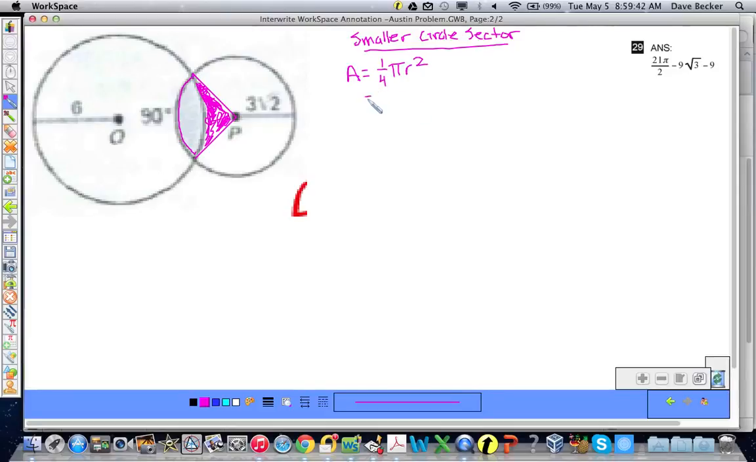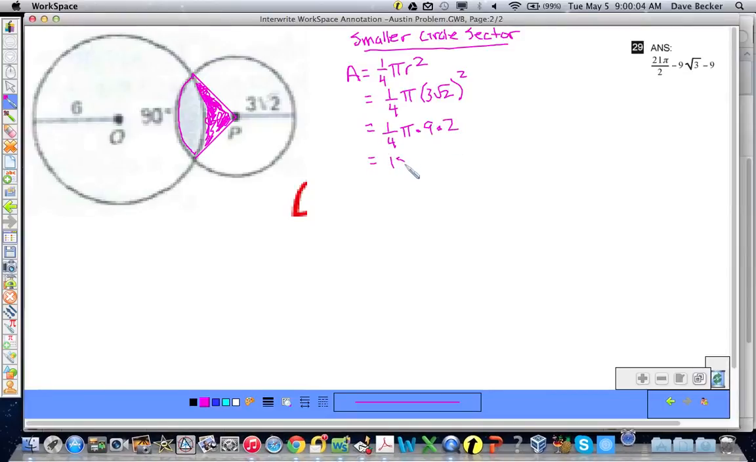So that is going to be equal to 1/4 times pi times 3 root 2 the quantity squared, which is equal to 1/4 times pi. 3 squared is 9. The square root of 2 squared is 2. So that's going to be 18 pi over 4, which simplifies to 9 pi over 2. Okay, so I need to erase to show you what we're going to do next, but remember this is the area of that entire sector. So I'm going to get rid of a bunch of this stuff.